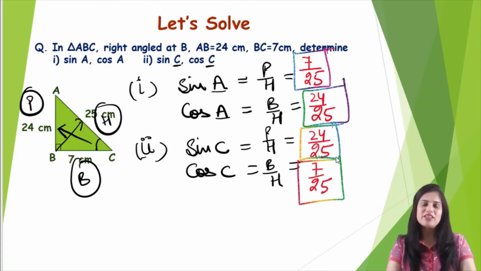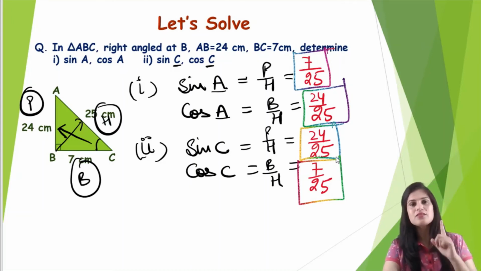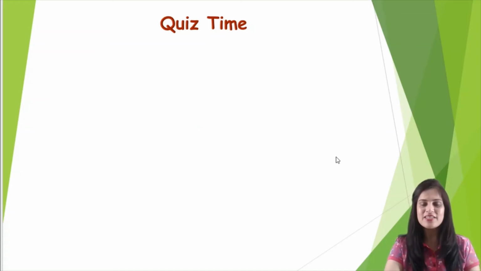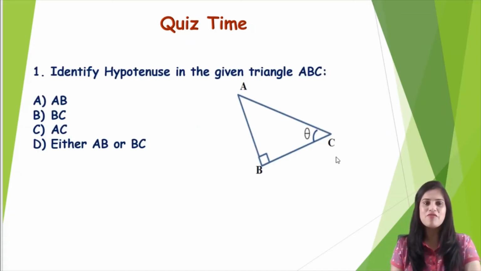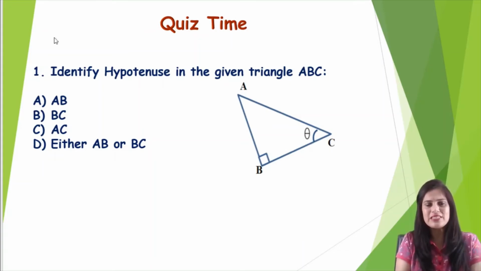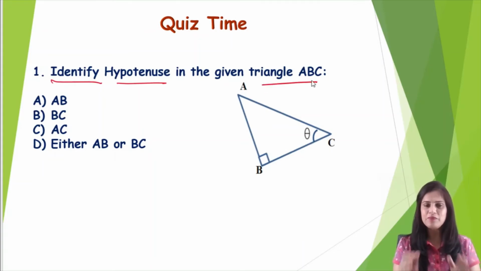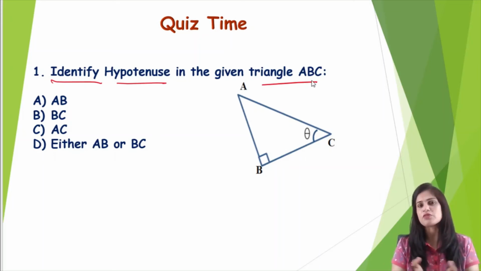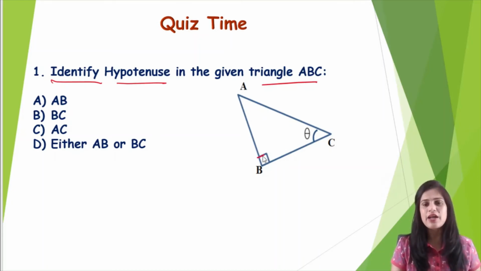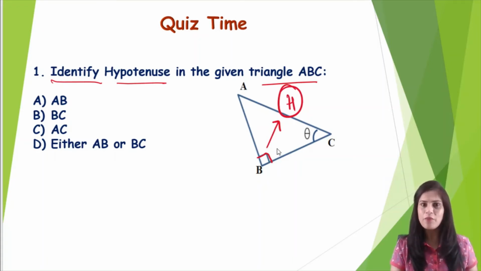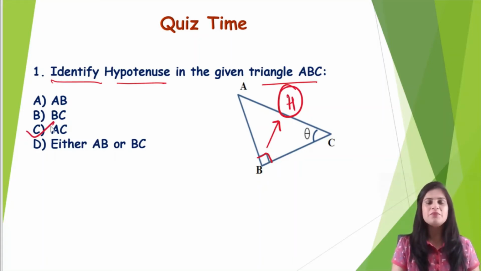So after solving this question, I have a quiz for you. Are you ready? Let's start solving the quiz. This is quiz time, right? So here we have got the first question. It's very simple. Identify the hypotenuse in the given triangle ABC. See this triangle ABC very carefully and check out the hypotenuse. The side opposite to 90 degree is always hypotenuse. What is hypotenuse? AC. Option number C.